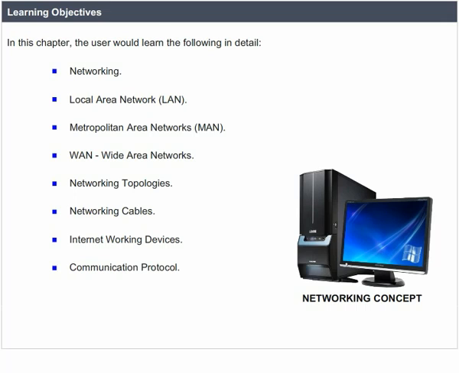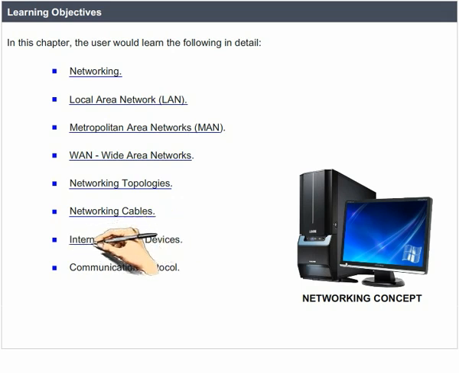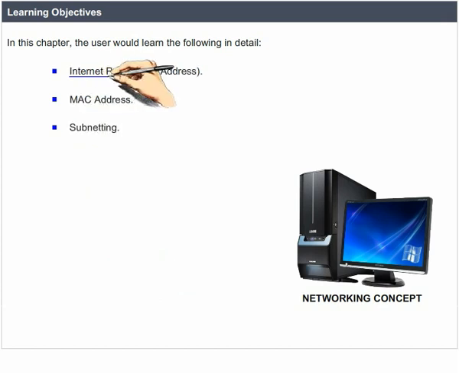Networking concept. Learning objectives. In this chapter, the user will learn the following in detail: networking, local area network, metropolitan area network, wide area network, network topologies, networking cables, internetworking devices, communications protocol, Internet Protocol, IP address, MAC address, subnetting.